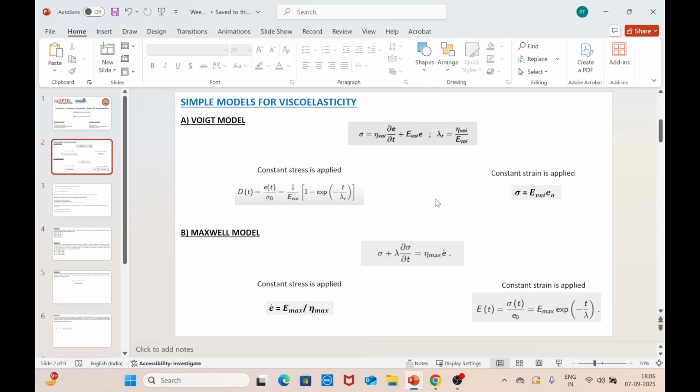So considering both these equations in hand, we need to predict whether the Kelvin-Voigt model is suitable for the creep test or the stress relaxation test. Using the Kelvin-Voigt model, we have to determine whether it can predict the viscoelastic behavior in case of creep test and stress relaxation test.